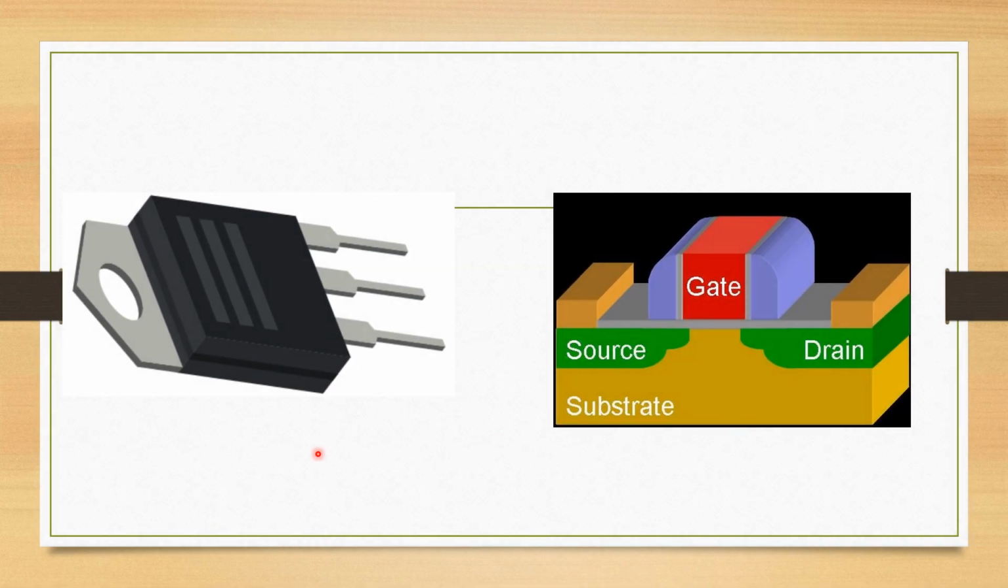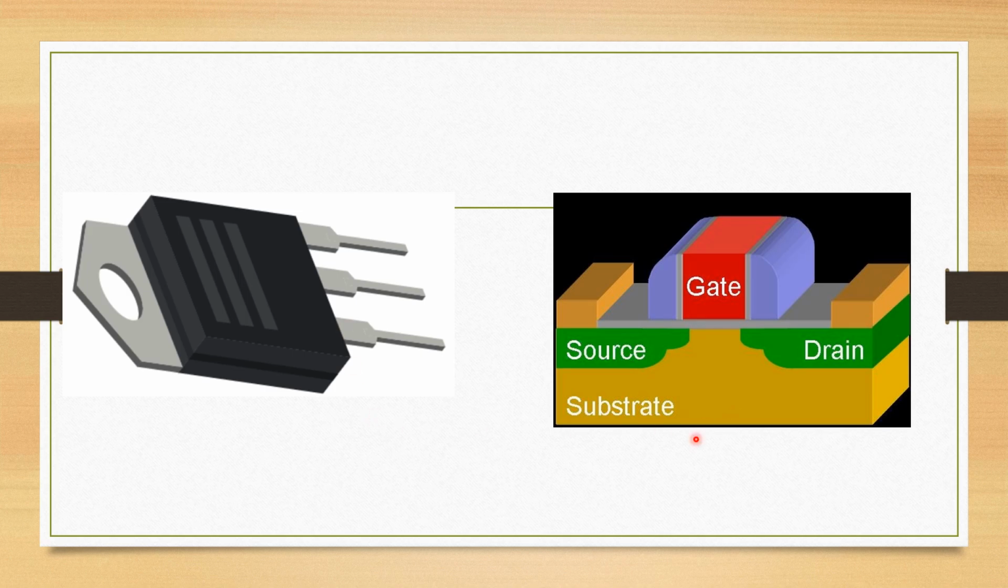So here you can see the representation of the MOSFET. It is having mainly four terminals: one is the source, one is gate, one is drain, and the other one is substrate. Usually the body or substrate and the source will be connected together. So while we are seeing the MOSFET, we will be seeing about three terminals: the source, drain and the gate.